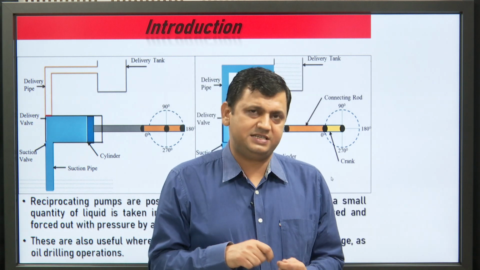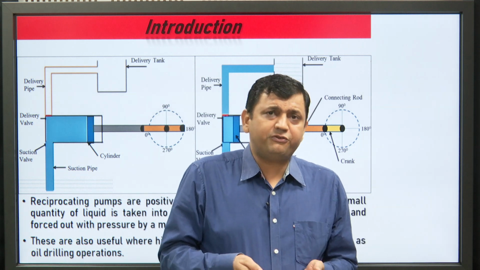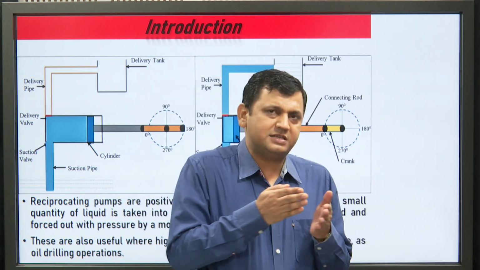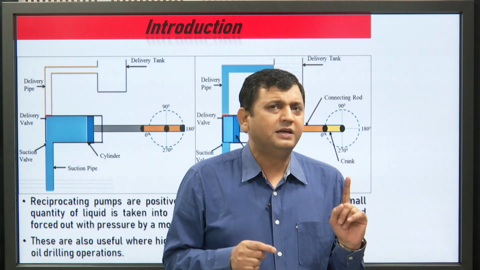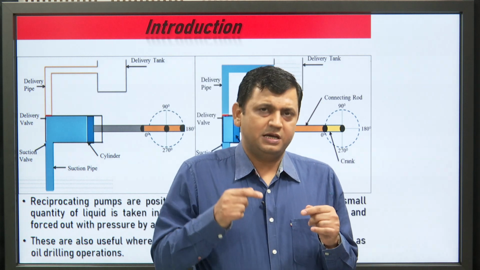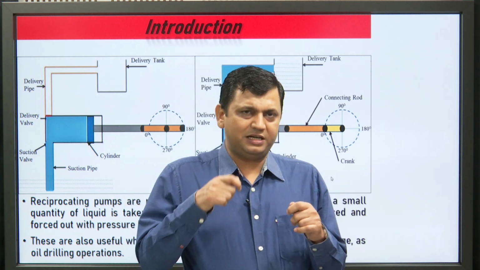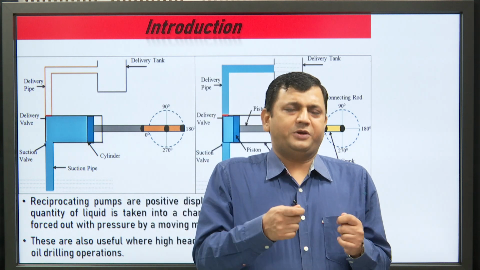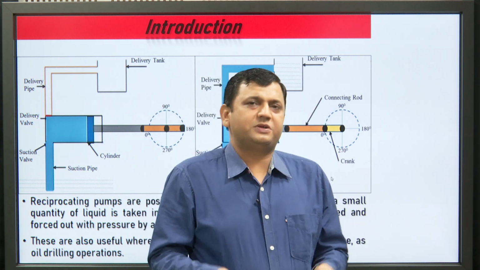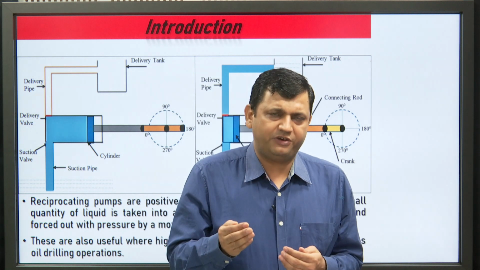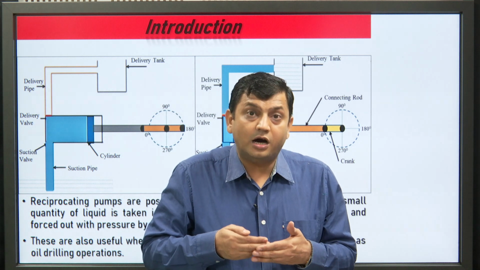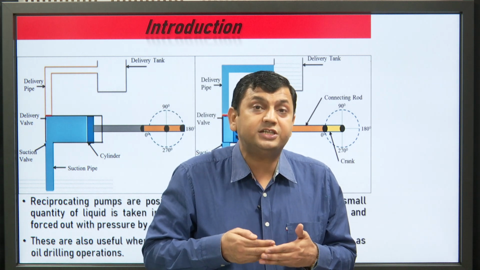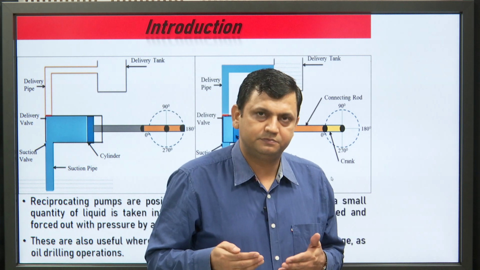But in this case, there is lifting in the suction pipe, and there is a cylinder and piston arrangement. In the case of the centrifugal pump, there is the impeller; with mechanical power, the movement of the impeller creates negative pressure, and then there is the lifting. The reciprocating pump is also known as a positive displacement pump.